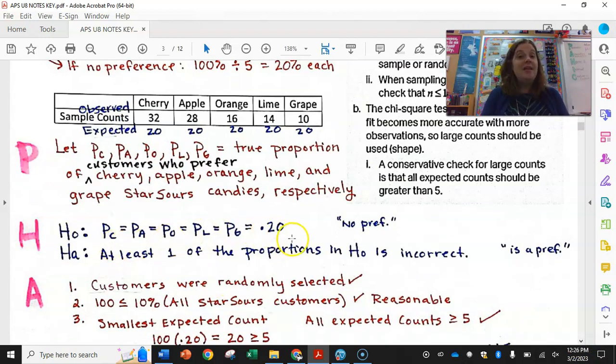My null hypothesis for this situation, since we're saying that all the proportions are the same, is that each of these proportions will be equal to 20%. And again, you could also list these out separately: PC equals 0.2, PA equals 0.2, PO equals 0.2, etc.